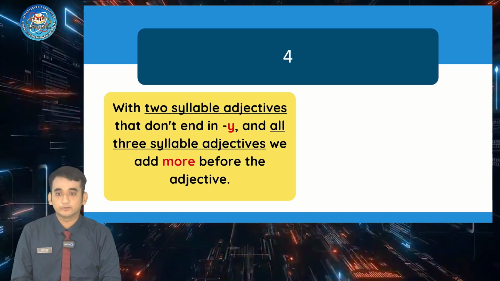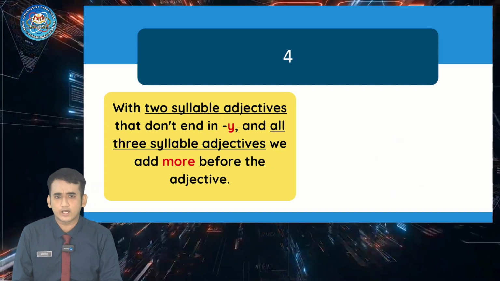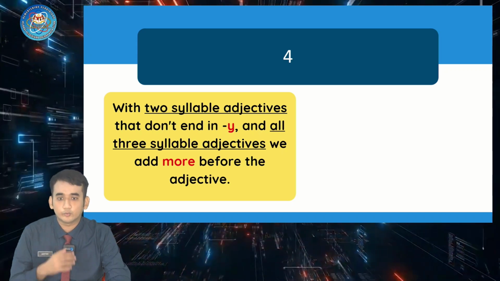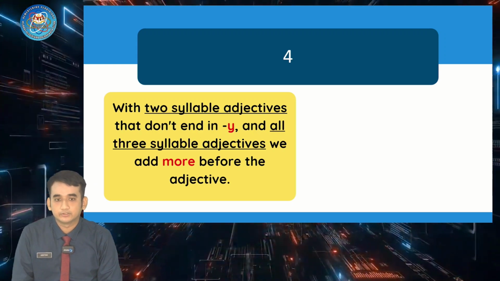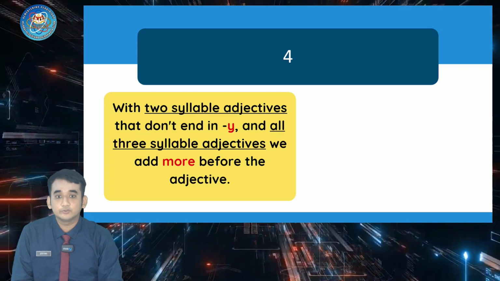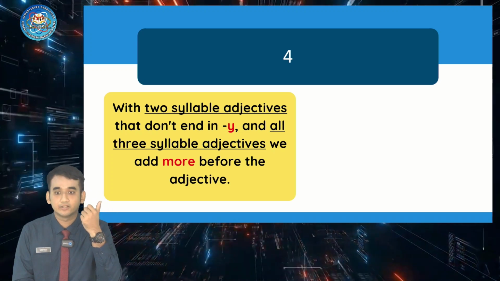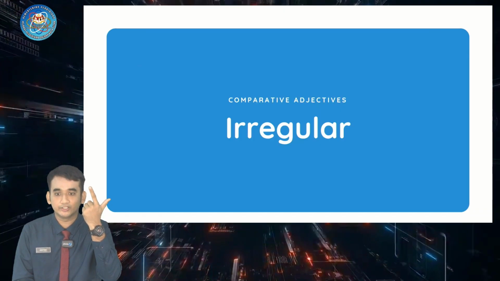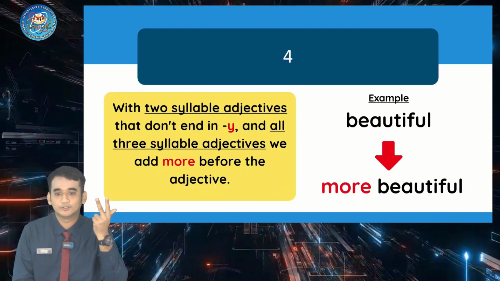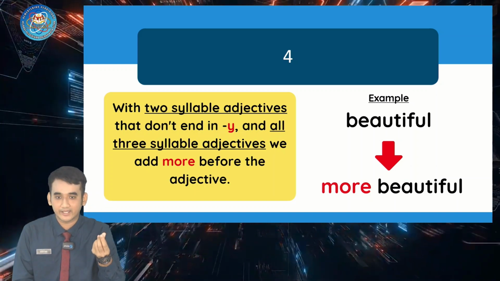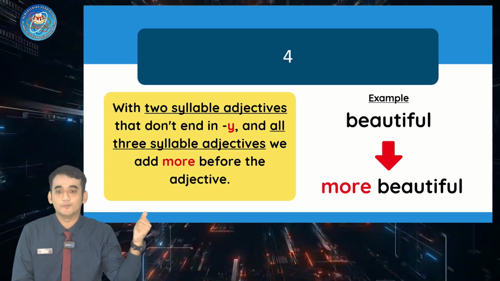And the fourth rule in comparative adjectives: with two syllable adjectives that don't end in Y, and all three syllable adjectives, we add more before the adjective. For example, the word beautiful becomes more beautiful. You can clearly see the syllables here. Beautiful. So there are three syllables, so we need to add more before the adjective. More beautiful.